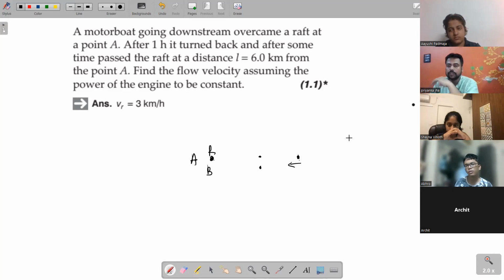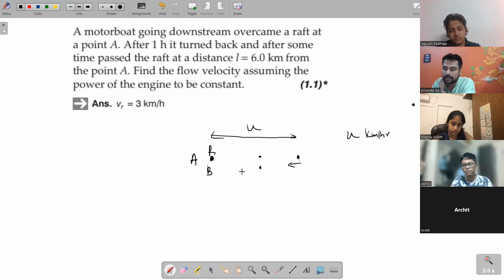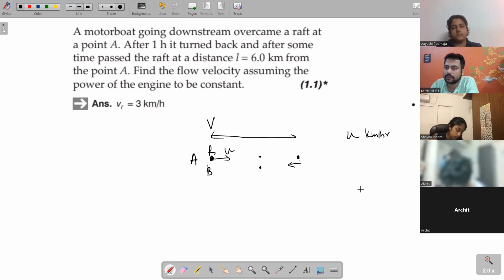Suppose over here. So suppose the velocity of flow is u. In 1 hour, u kilometers per hour means u is the distance the raft will travel. Understood? Suppose the raft also has some velocity. See, the raft is just like an object kept on the water surface, right? So the raft will have the same velocity as the river. And the motorboat will have some velocity. Suppose this is the velocity of the motorboat with respect to the river. It is going downstream, so the net velocity will be v plus u. Understood? v plus u.